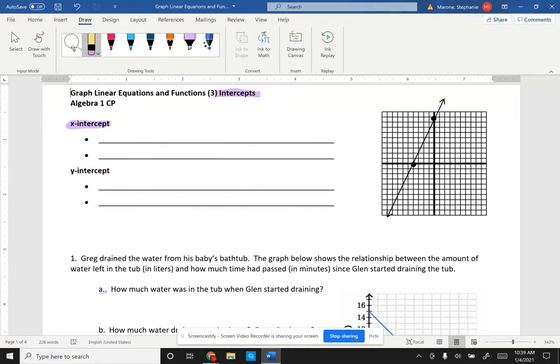For the x-intercept, it's where the line crosses the x-axis. So this point here is the x-intercept. It's the point -4, 0.